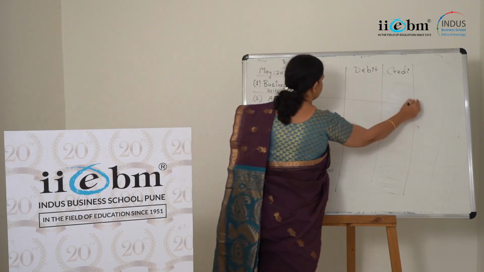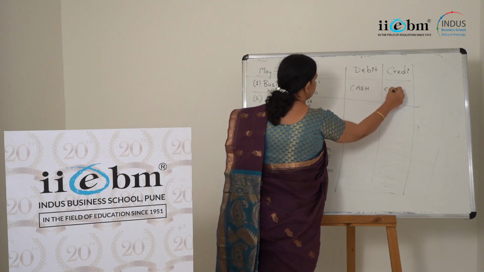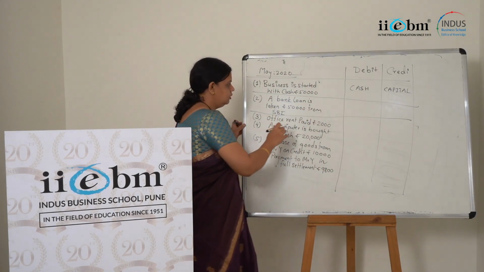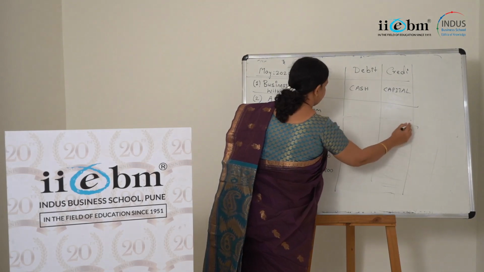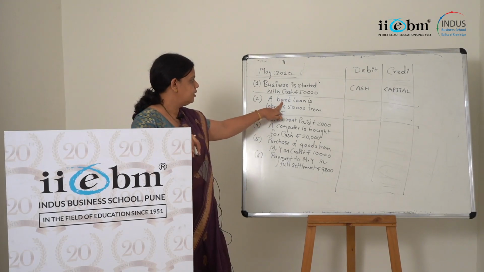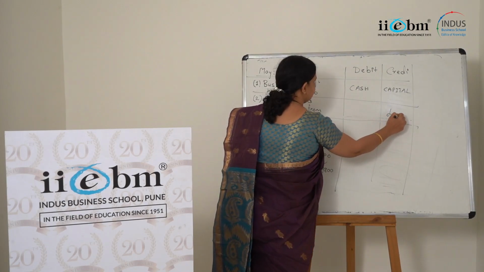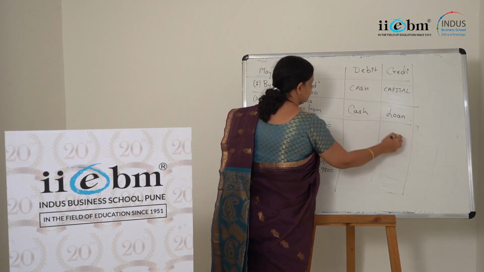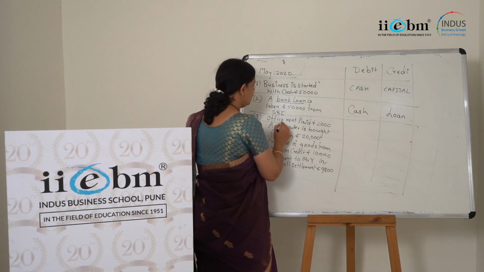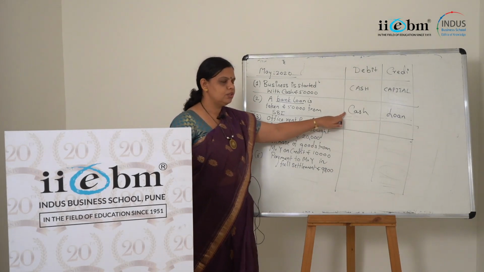For transaction number 1, what is your debit? Cash debit and capital credit. I think there is no problem with this transaction, because we are doing this for the 5th or 6th time: business is started with cash rupees so and so. So cash debit and capital credit. Then a bank loan is taken. Loan is your liability, so loan credit, and I can treat this as cash debit. I can treat the incoming of the loan as an increase in the cash balance. So I am writing cash here.